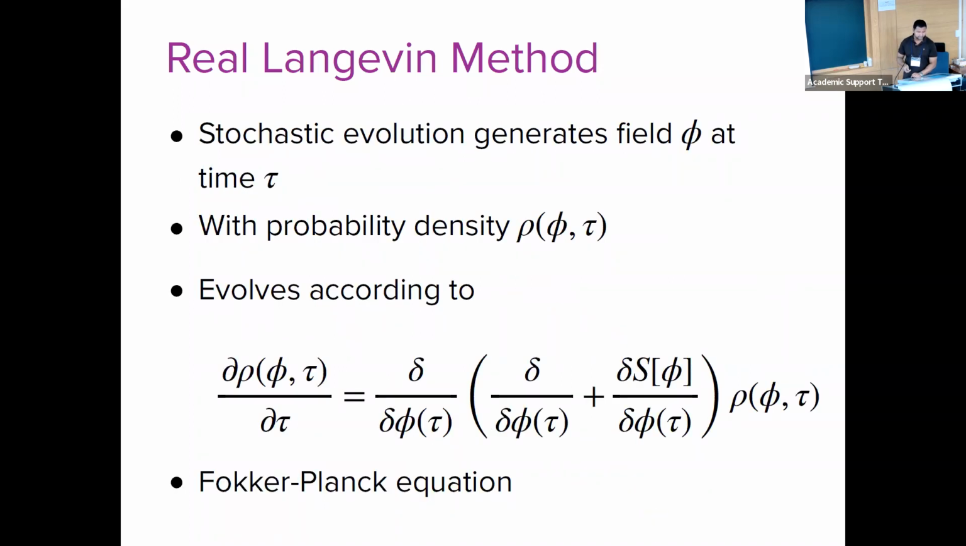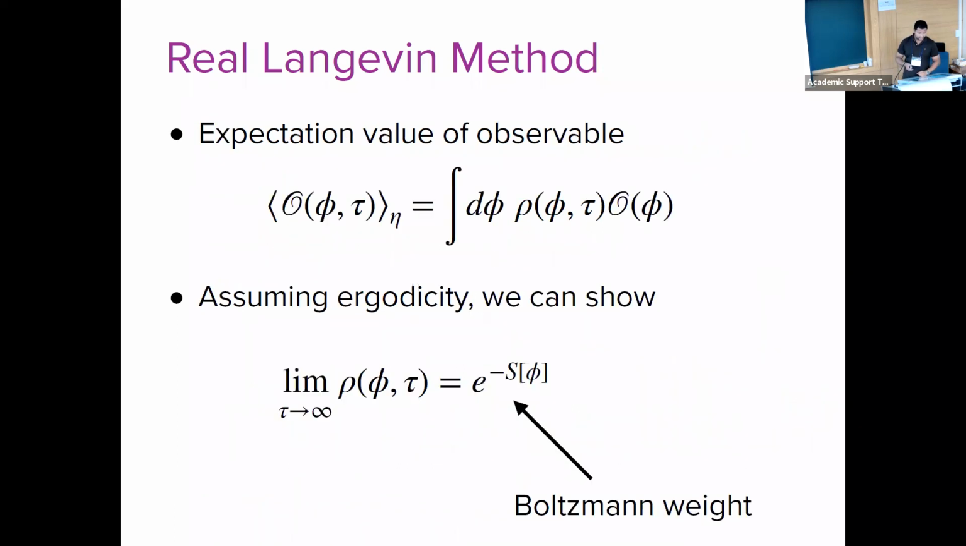Now the stochastic evolution makes this field evolve in this stochastic time. The field is evolved with a probability given by the probability density rho of phi comma tau, and the evolution happens according to this equation, which is known as the Fokker-Planck equation. There is a probability density, and it evolves in this fictitious time, obeying this particular equation. This is stochastic quantization.